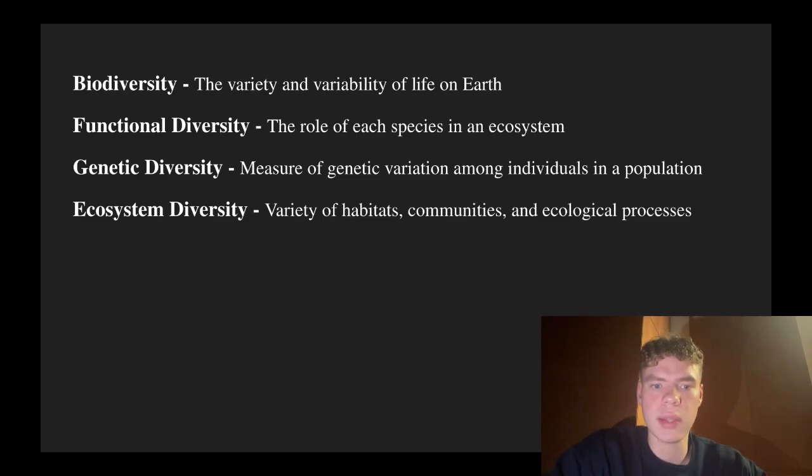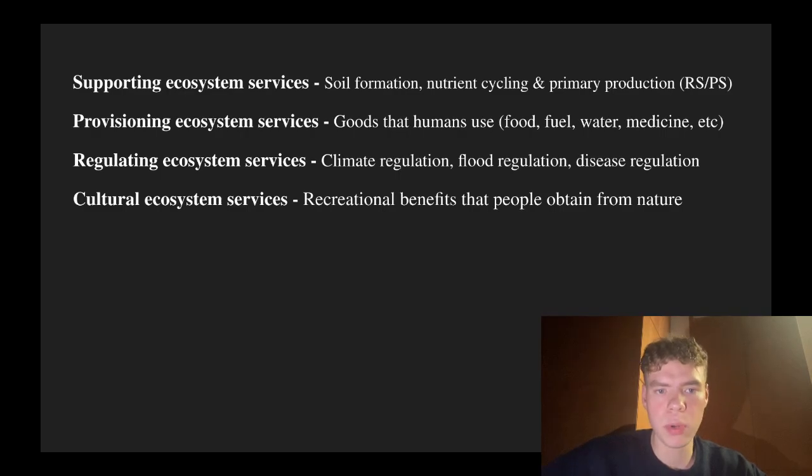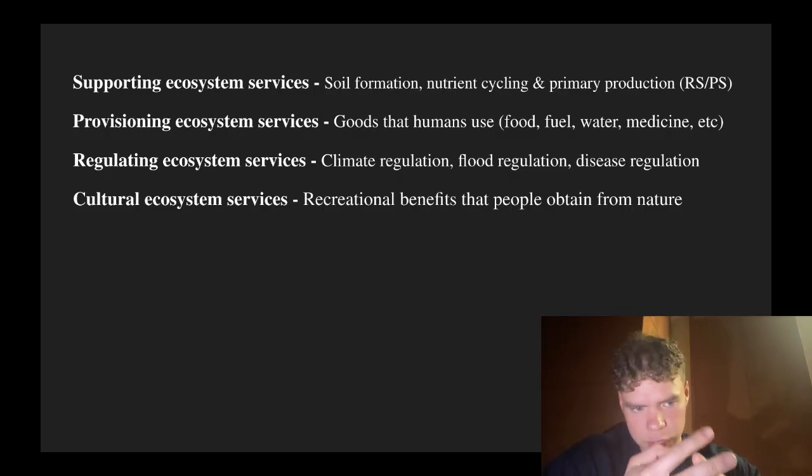Ecosystem diversity, once again, that's a variety of habitats and communities. So if you have an ecosystem that's very diverse, that means there's a lot of organisms, ecosystems, a lot of bugs, critters, however you want to say it. Supporting ecosystem services. There are a bunch of different ecosystem services. My professor in specific wanted me to remember four: supporting, provisioning, regulating, and cultural.